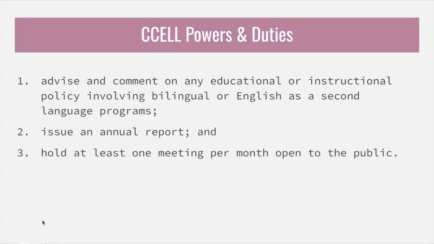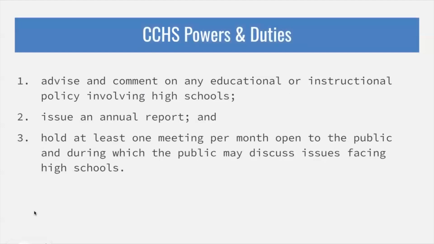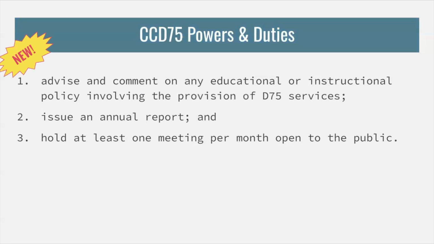Citywide Council on English Language Learners, very similar, but there are only 3 paragraphs. Advise and comment, issue an annual report, and hold at least 1 meeting per month. Very similar for Citywide Council on High Schools, advise and comment, issue an annual report, hold at least 1 meeting per month open to the public. And Citywide Council on District 75, very similar, advise and comment, issue an annual report, hold at least 1 meeting per month.